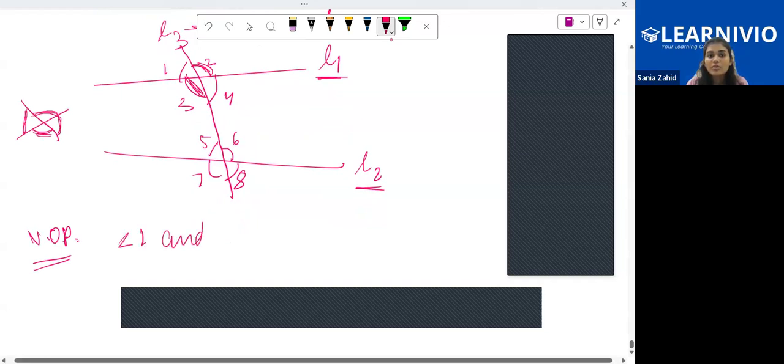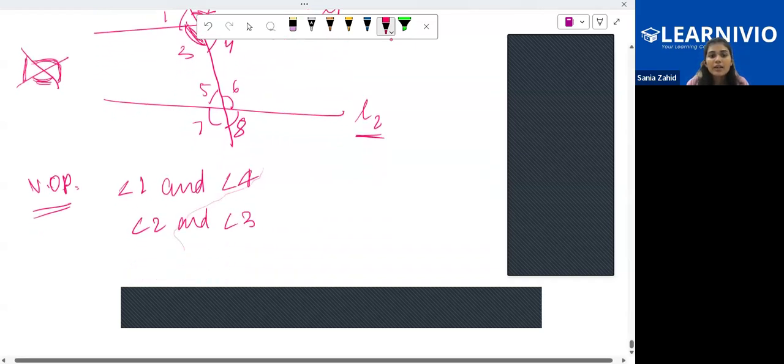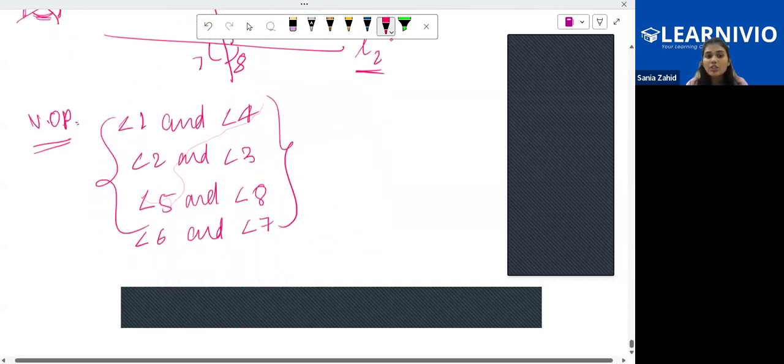Angle 1 is vertically opposite to angle 4. Angle 2 is vertically opposite to angle 3. Then angle 5 is vertically opposite to angle 8, and angle 6 is vertically opposite to angle 7. Okay, so these are all pairs of vertically opposite angles. Do you understand this? Yes, ma'am. Now, what are alternate interior angles?